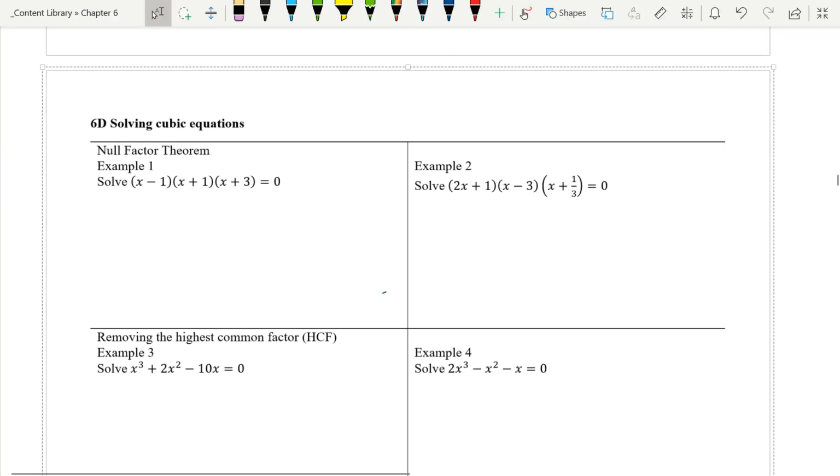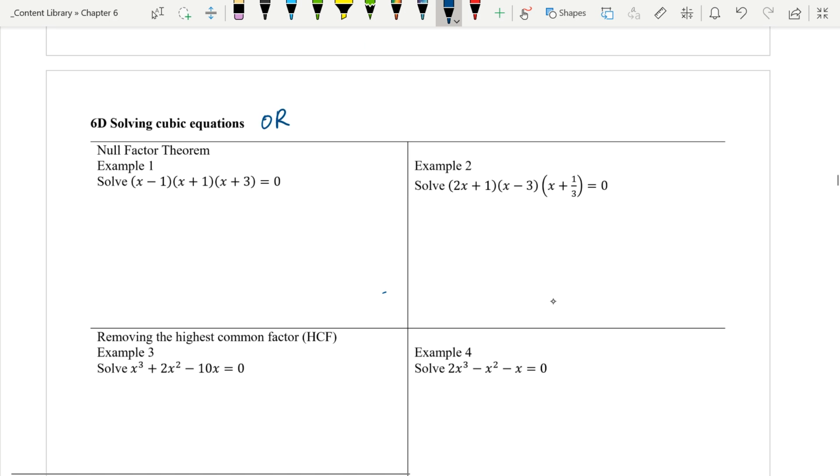Solving cubic. So how do you solve quadratic? Just think about that. When we solve quadratic, we need to factorize, right? We need to factorize and then make each bracket equal to 0. Use the null factor law to solve it. So to solve cubic or any polynomial.